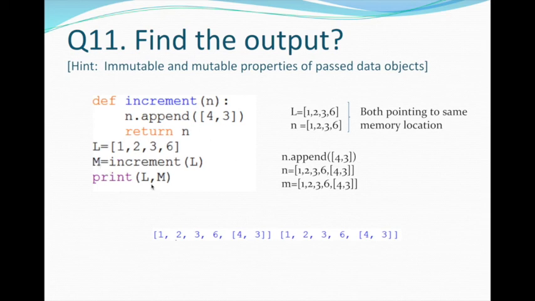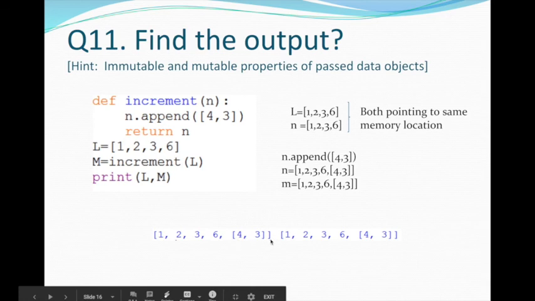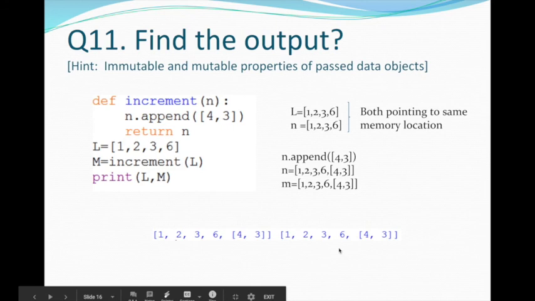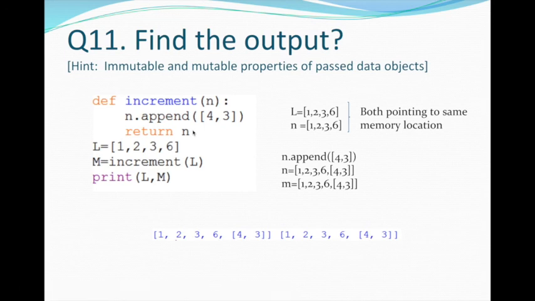Then printing the value of L comma N. So now the value of L is what? 1 2 3 6 4 comma 3. That is why it is printed like this. Then comma m value is also the same, so it is repeated 2 times. The reason is a list is a mutable type, so it points to the same memory location.